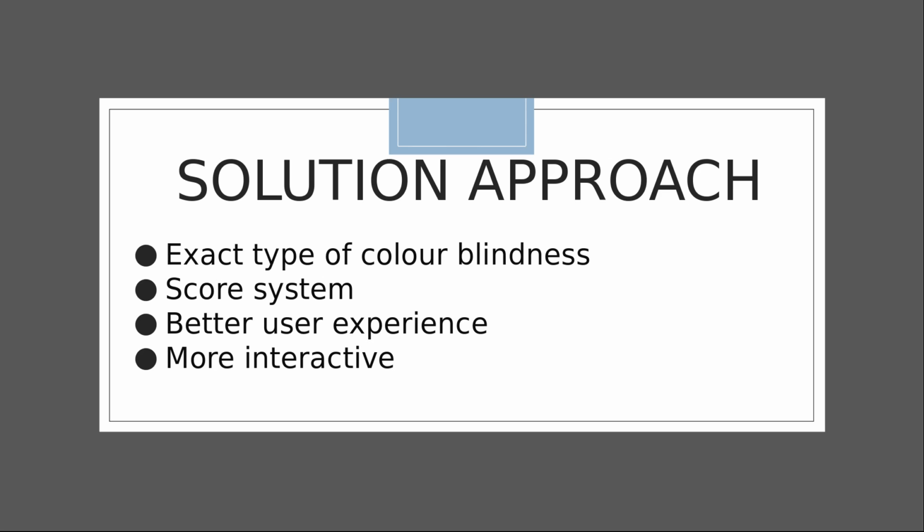So why is our solution better? First of all, we tell him what exact type of color blindness he's suffering from. He can suffer from protanopia, deuteranopia or tritanopia, and it will be clear what exactly he's suffering from. The second thing is we have a score system in which we will tell him the severity of the type of color blindness he's suffering from. Since it's a maze game and a virtual reality based game, he would have a better user experience and it's more interactive, so it will be fun for him to play the game.